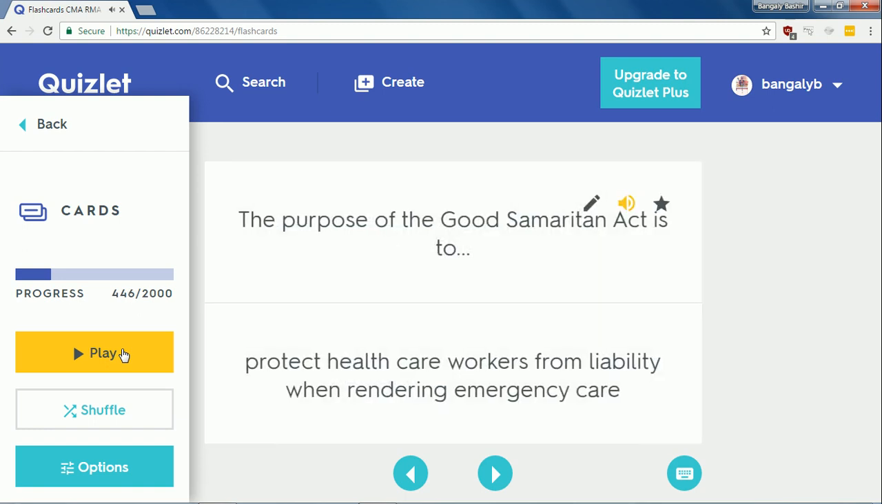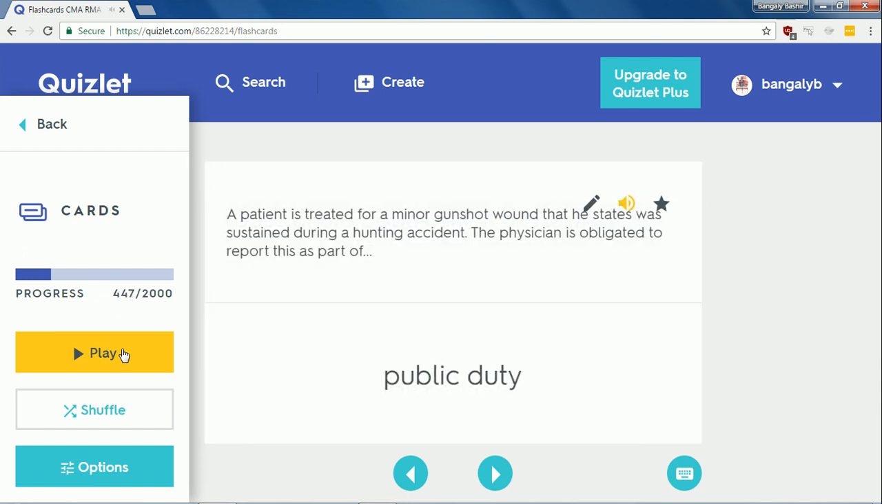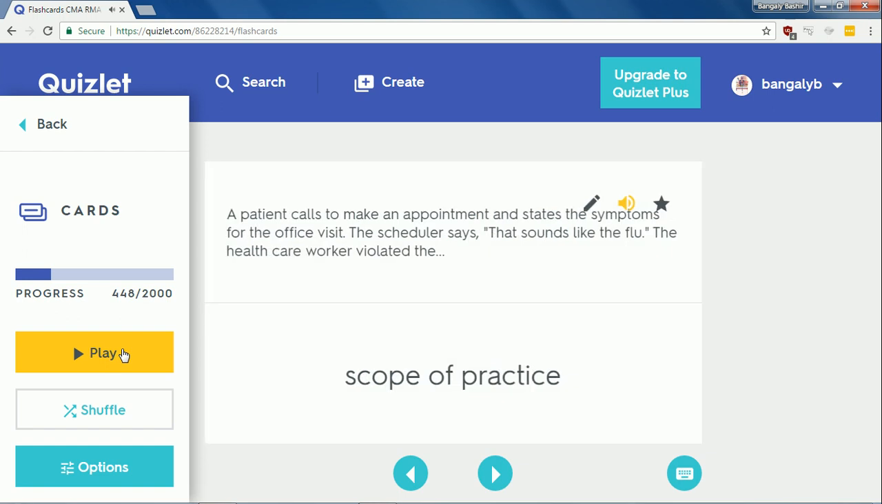The purpose of the Good Samaritan Act is to protect healthcare workers from liability when rendering emergency care. A patient is treated for a minor gunshot wound that he states was sustained during a hunting accident. The physician is obligated to report this as part of public duty. A patient calls to make an appointment and states the symptoms for the office visit. The scheduler says, "That sounds like the flu." The healthcare worker violated the scope of practice.